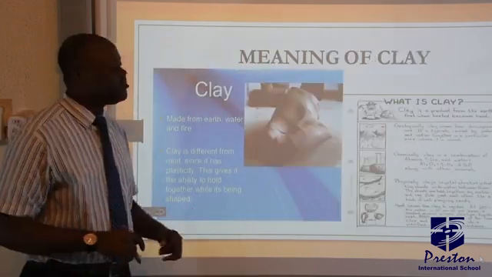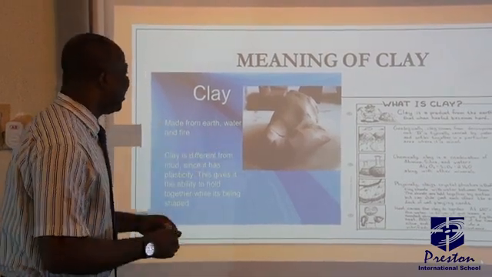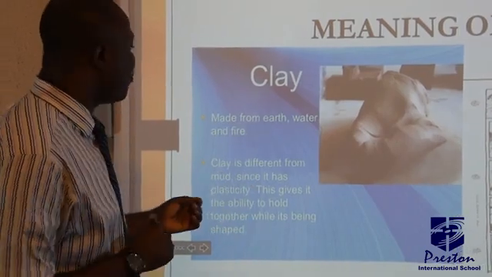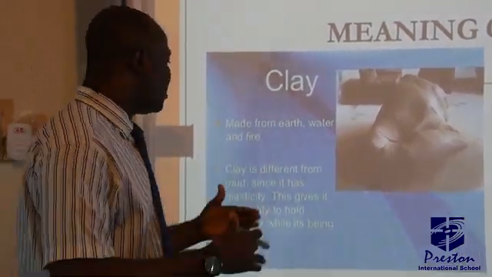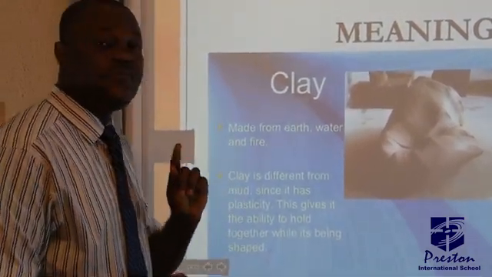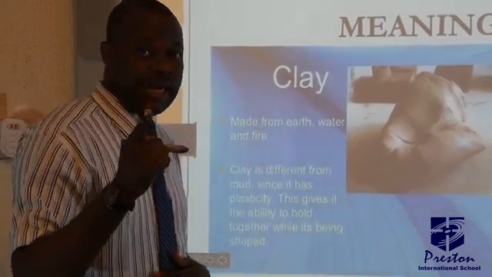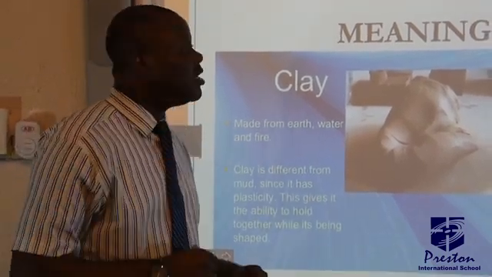So what is clay? I want to believe you have seen clay before, but how do we define clay? Clay is made from earth, water, and fire. Don't forget that. Clay comes in so many colors. There's one thing about clay that makes it different from other types of soil. We have types of soil, and one of them is clay. And what is that thing? It is called plasticity. We'll be talking about that in our class.